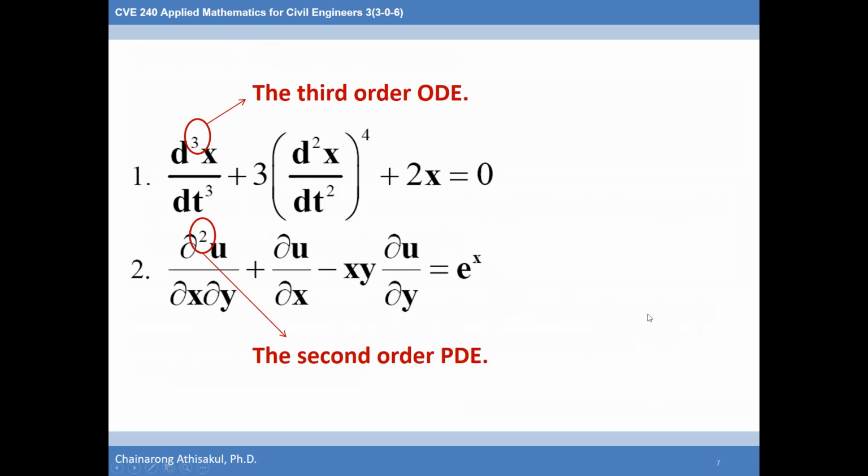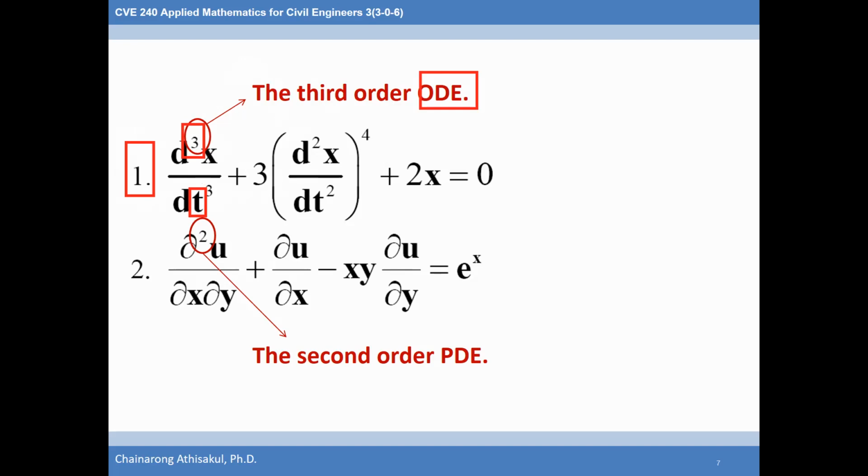And then if we consider this example, you will see that in the first one we have only one independent variable, so it is an ordinary differential equation. For this case, we focus on the highest order of derivative. For this equation, we found that the highest order is 3, so we call this the third order. And this is an ODE. So the first equation is a third order ordinary differential equation.